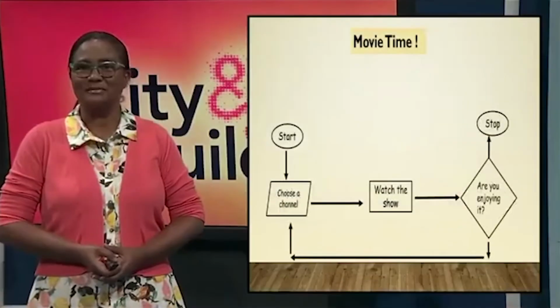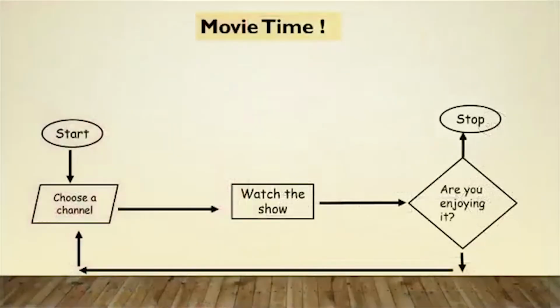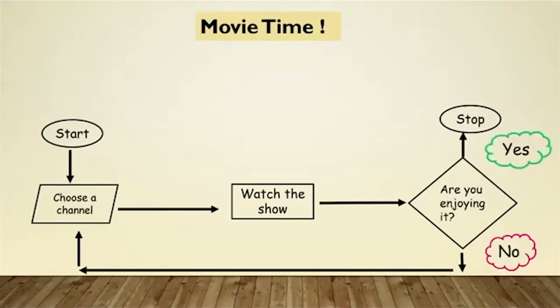Suppose you want to watch a movie. It might look something like this, your flowchart. You choose a channel. You watch a show. Are you enjoying the show? What happens then? If your answer is yes, then you stop. Right? Stop looking for your show. You've chosen your channel. You're watching it. You're enjoying it. You stop. Suppose your answer is no, then you loop. You go back and choose a channel. Start watching the show. And if you like it, then you stop the process that you are doing.